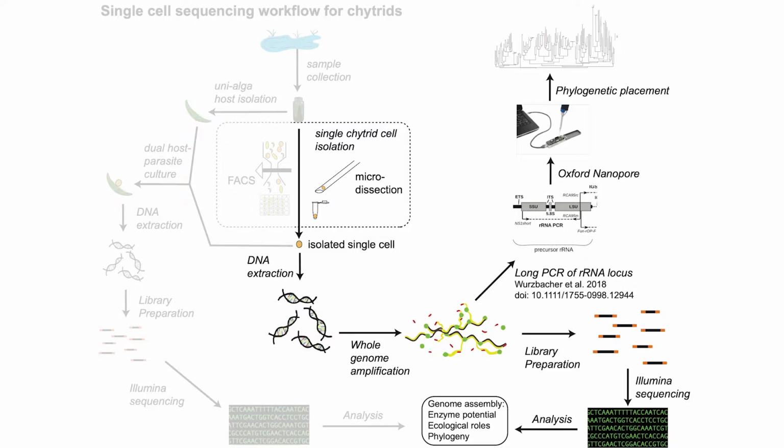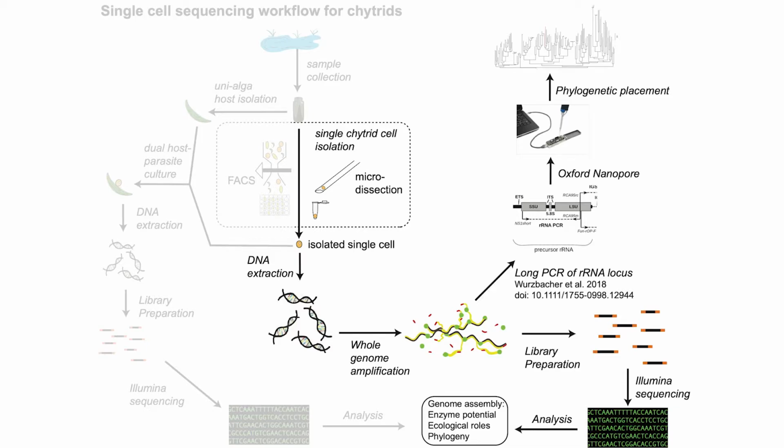The entire ribosomal DNA operon can then be amplified with primers developed by Wurzbacher et al. 2018 and sequenced with Oxford nanopore. The sequencing of both highly conserved and quickly evolving regions of the rDNA operon allows for robust phylogenetic placement.